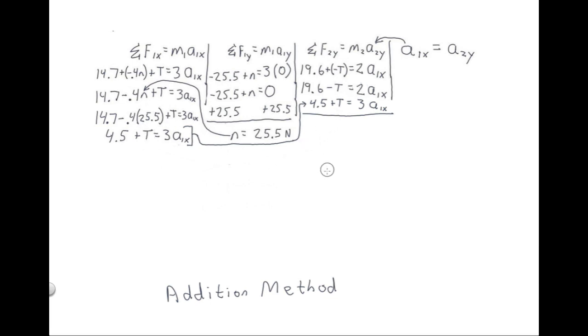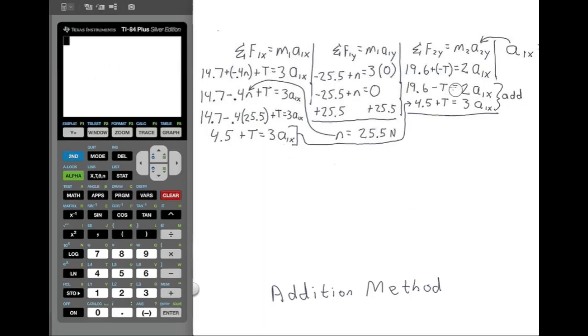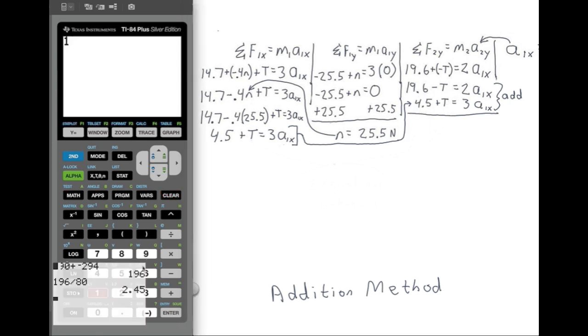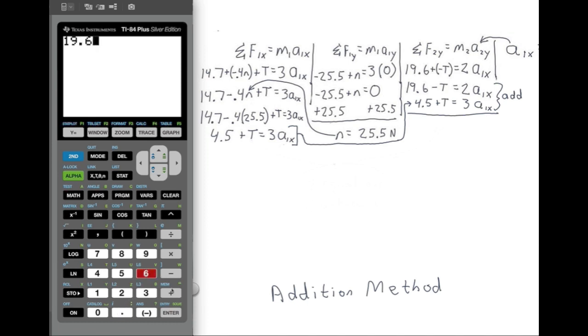Now we're going to use the addition method and add these two equations. Add the two equations. So we do the calculation 19.6 plus 4.5, 24.1. Now we do the calculation negative t plus t, which comes to 0. So these two terms cancel. And that's the reason that the addition method is an especially good method in this situation.